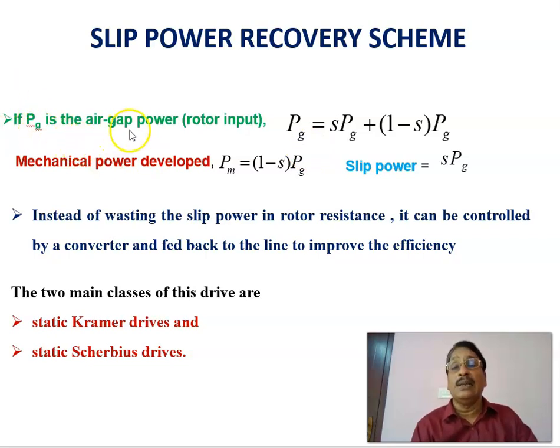If PG is the air gap power, that is the power that is transferred from the stator into the rotor circuit, that's air gap power PG, and that is equal to S times PG plus (1 minus S) times PG. And (1 minus S) times PG is the component that is producing the mechanical power output, PM equal to (1 minus S) times PG. The remaining portion, S times PG, is the slip power.